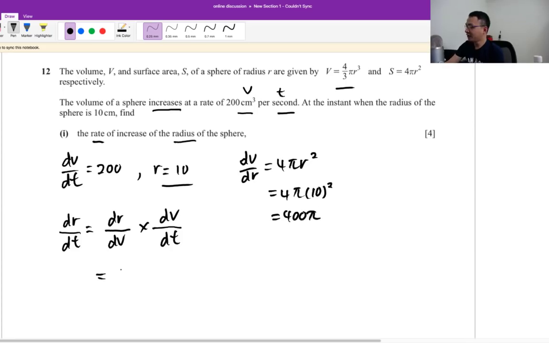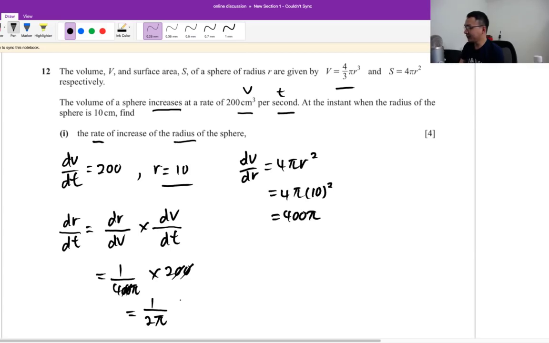But this is dv/dr, it is not dr/dv. So dr/dv will be flipped over, right? 1 over 400 pi. So multiply by 200. You just simplify, divide. You will get 1 over 2 pi. Alright, this is just like that.